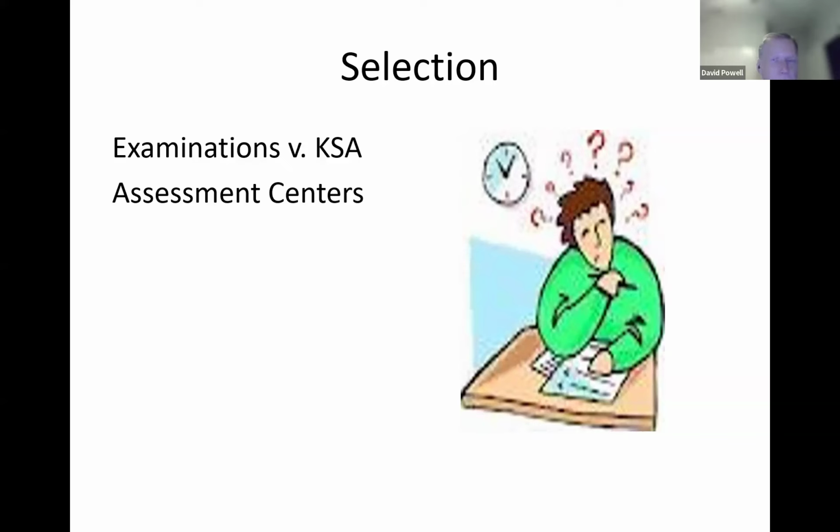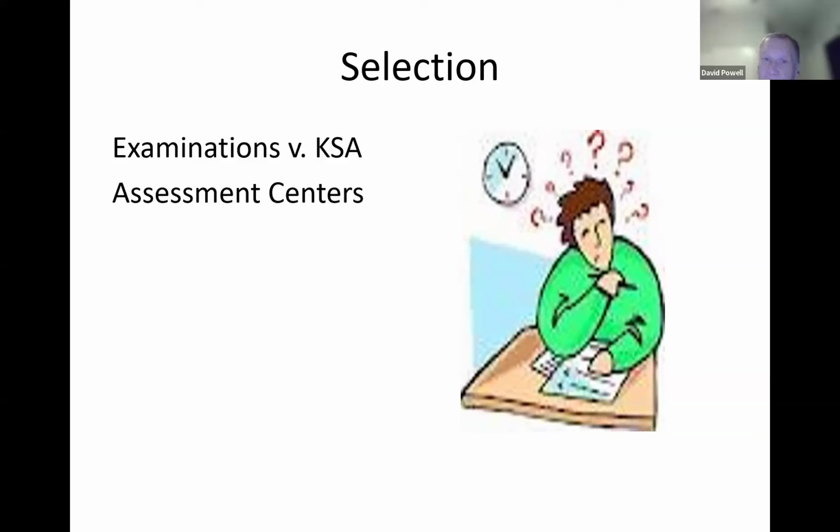Now, there are a couple of problems with using assessment centers. One is they're very costly because you're setting up this simulated work environment. You have to have people from your organization who are there to review the work and observe how these people are doing their work. So it's very cost intensive.